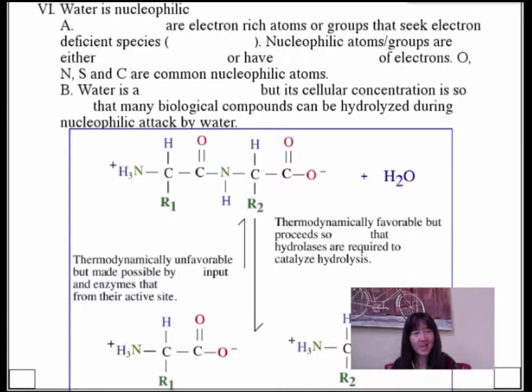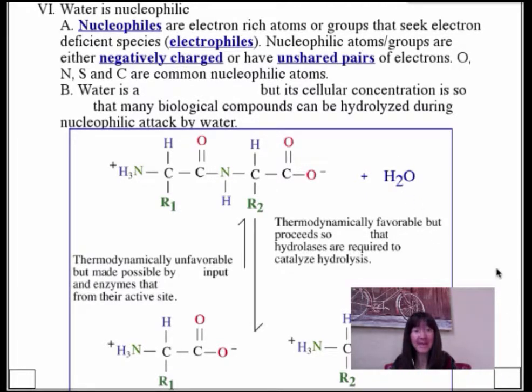Let's go ahead and jot down the definition of a nucleophile, remembering that they are electron rich. They're very rich in electron density, so they may have an unshared pair of electrons, or they may be negatively charged. In either case, they are seeking electron deficient species, that is, seeking nuclei, so to speak. And so we call those species that a nucleophile seeks electrophiles.